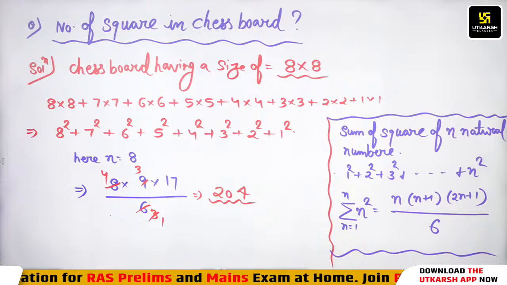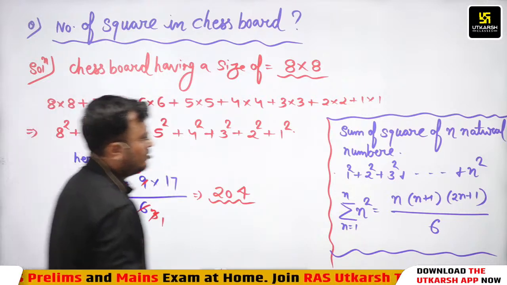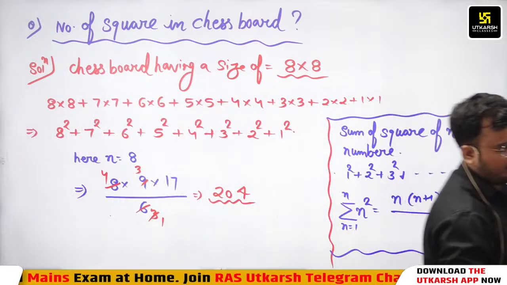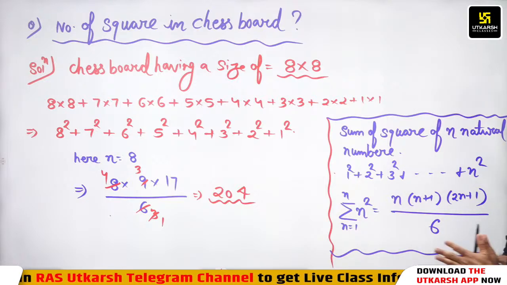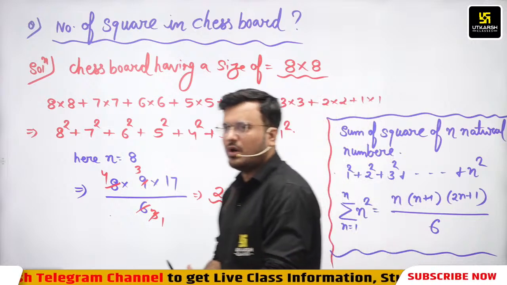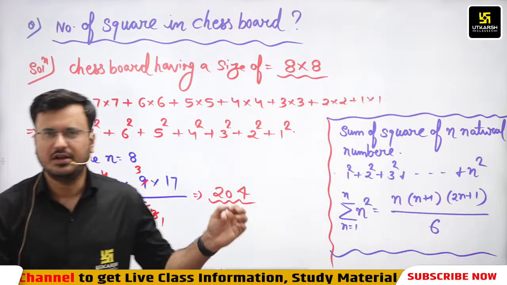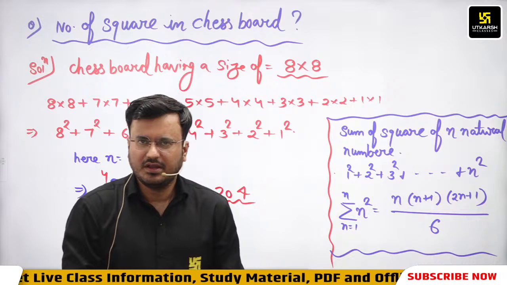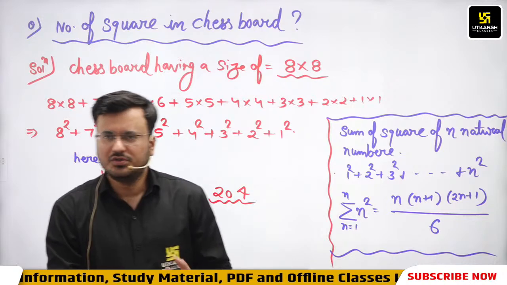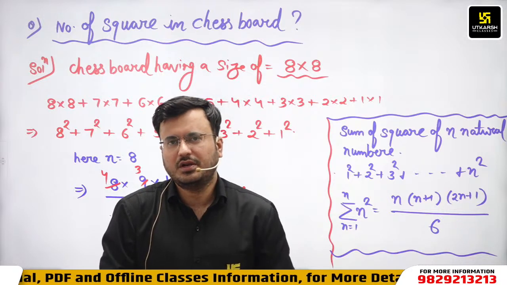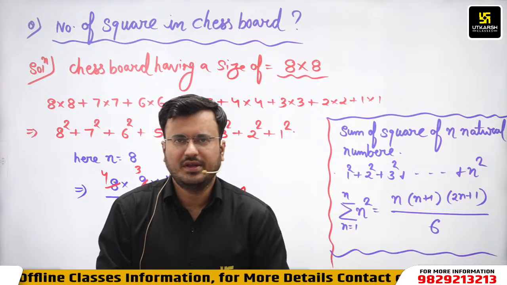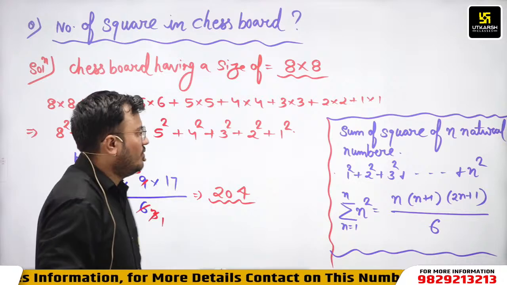So in total, how many squares are there? Total 204 squares are there in a chessboard. Now you can understand very clearly how to count the number of squares in such kinds of figures, whether they have the same number of squares in horizontal and vertical order, or a different number, you can count very easily. Now we are moving forward.